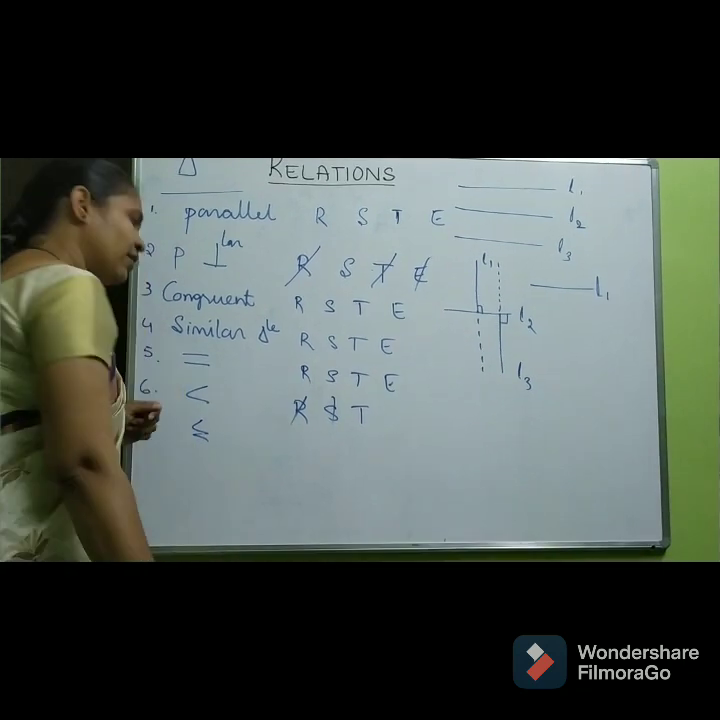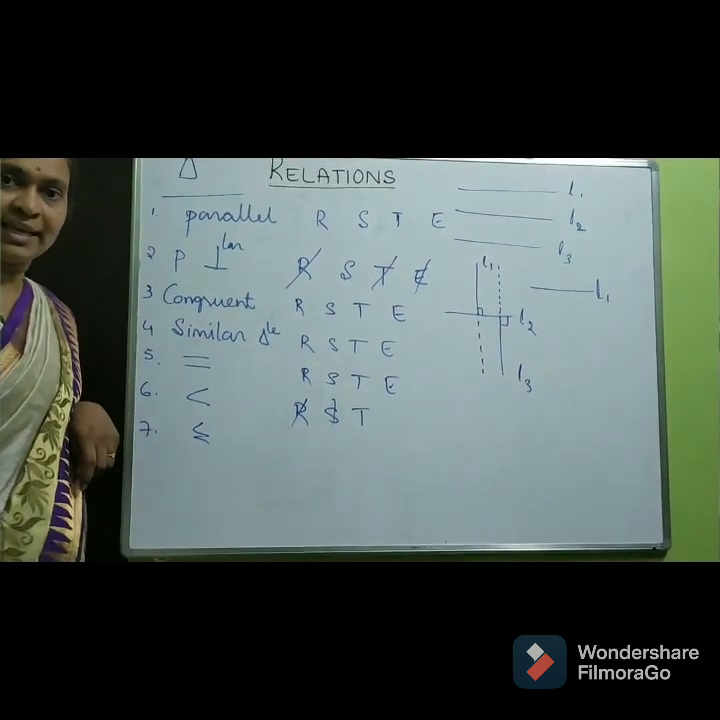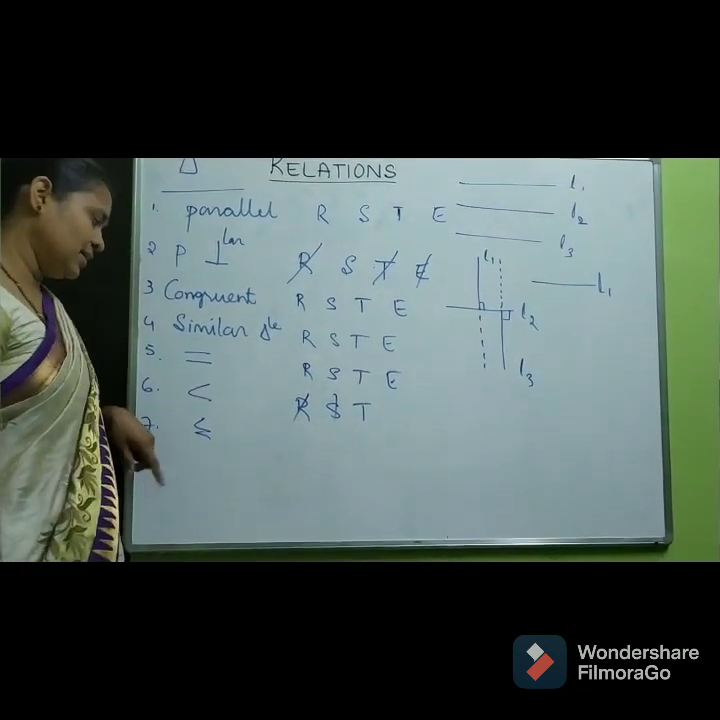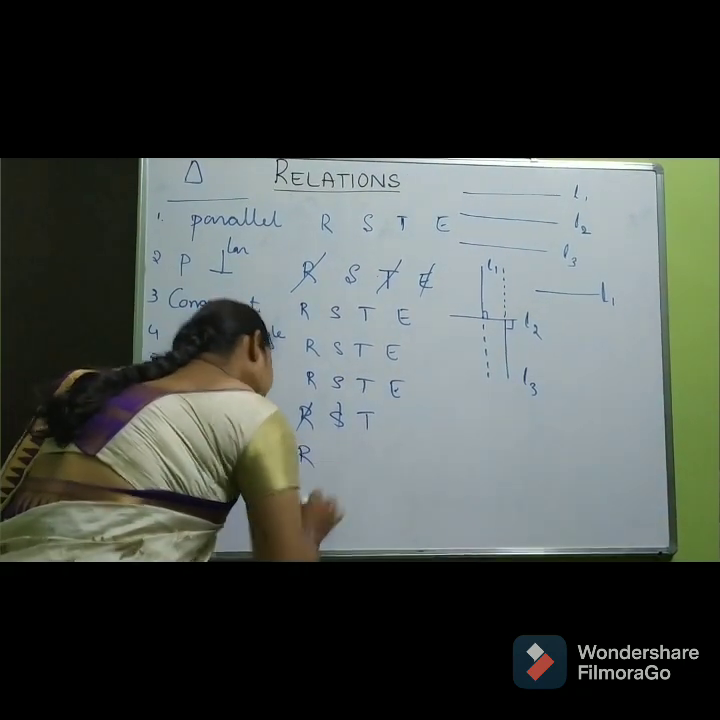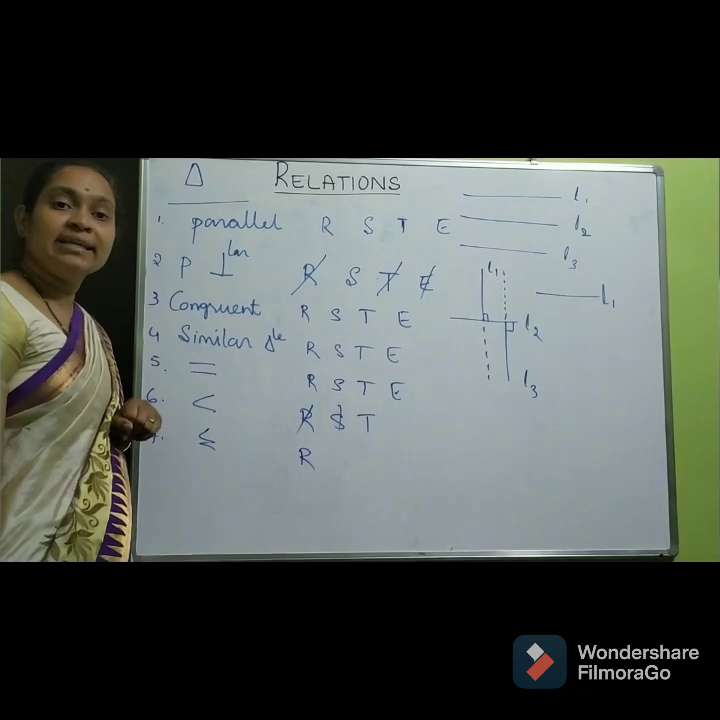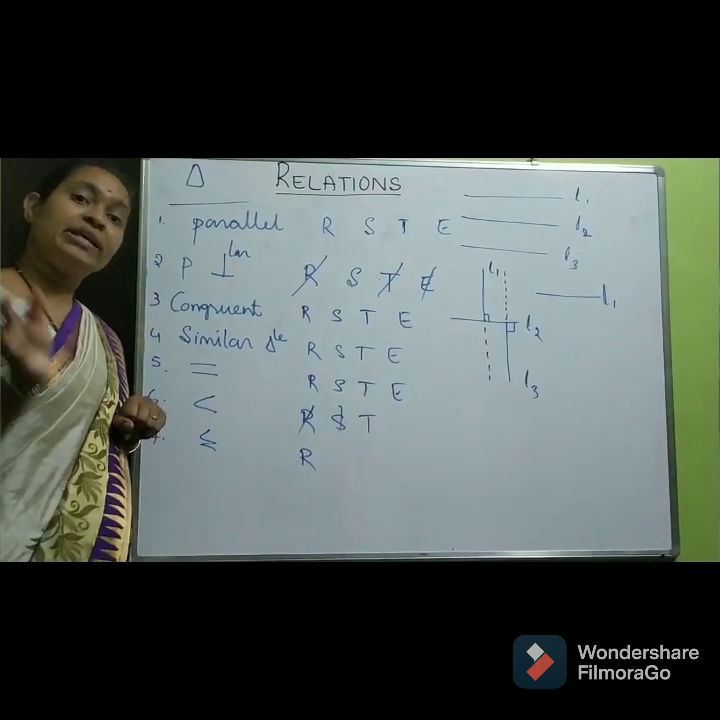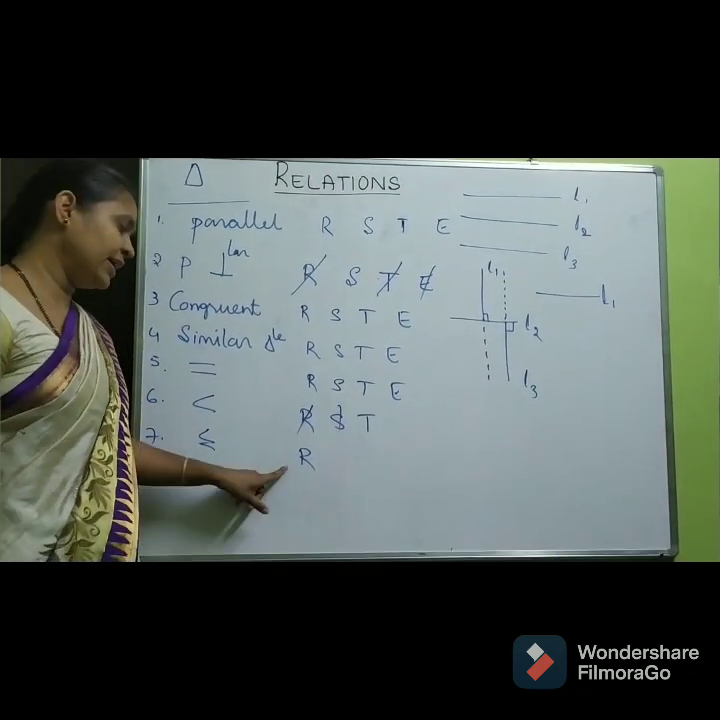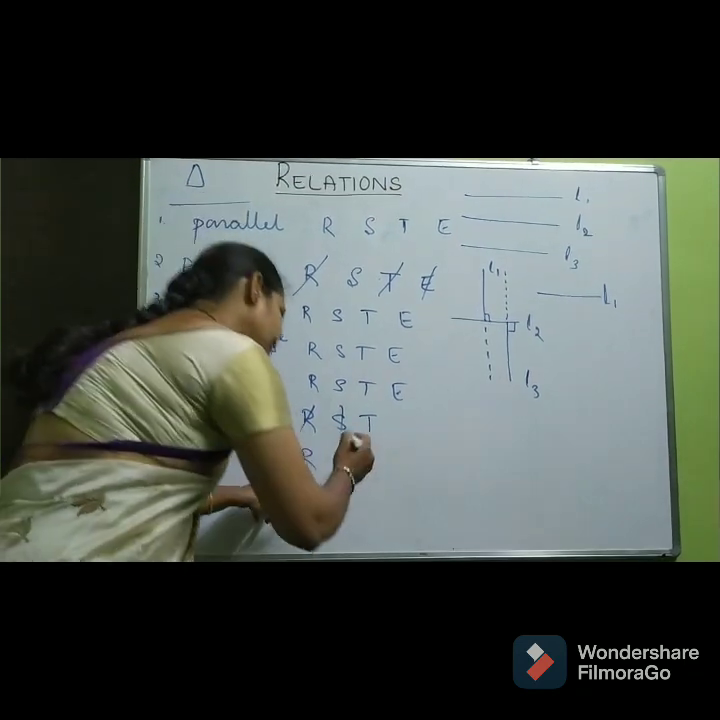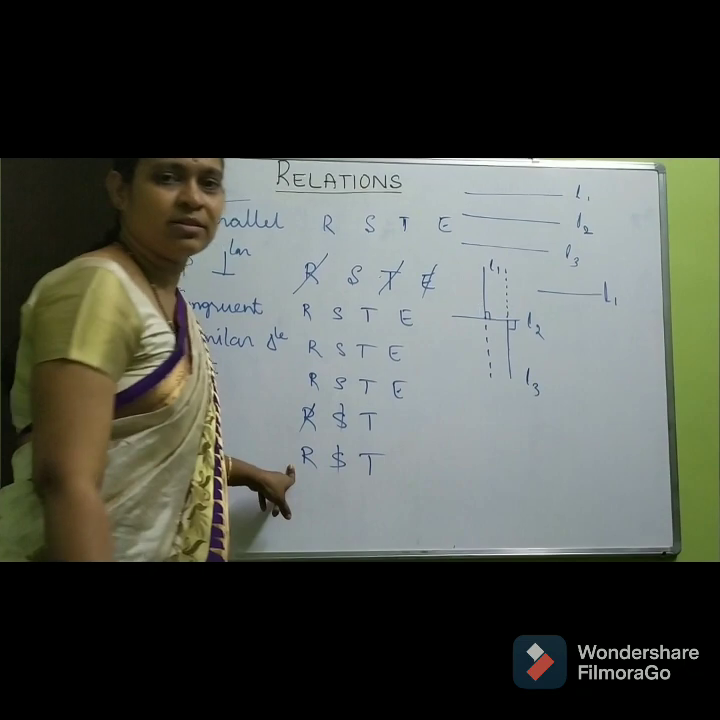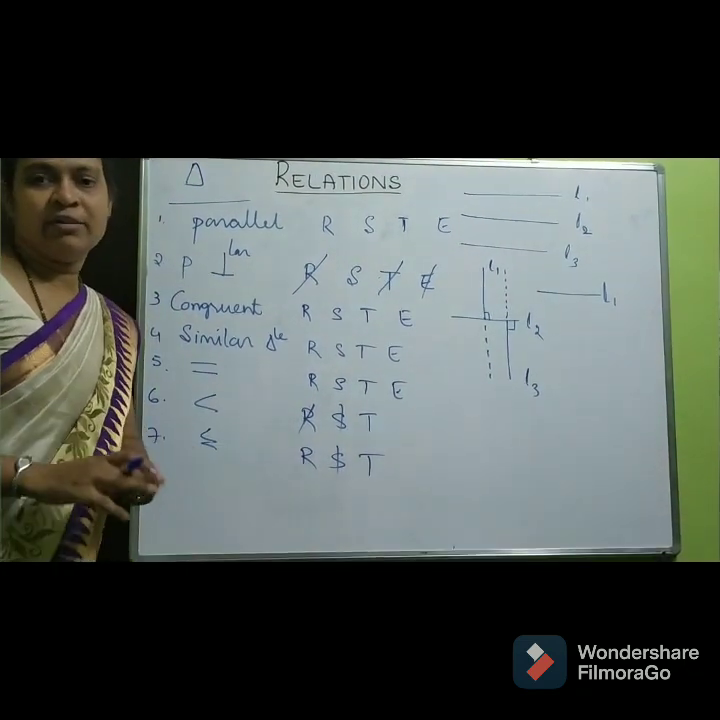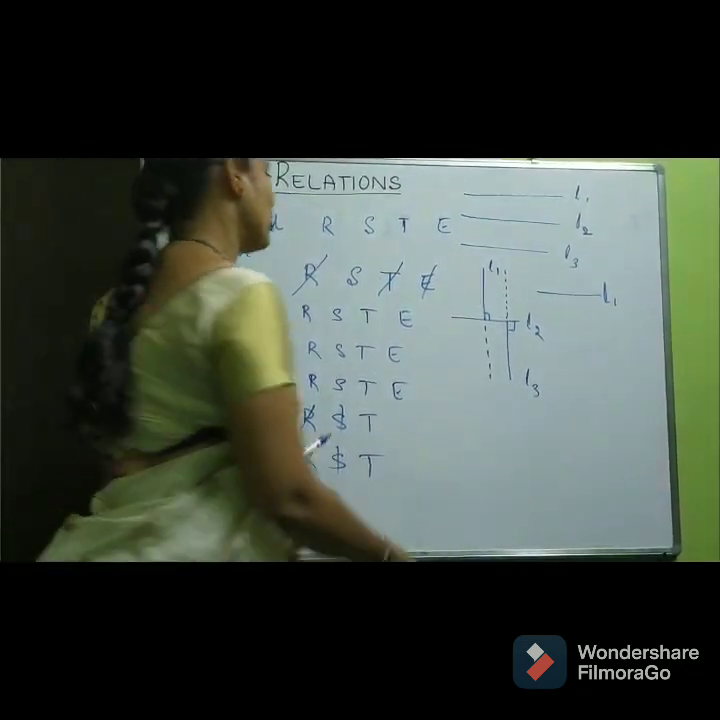Seventh is less than or equal to. See, I made it less than or equal to, so it is reflexive. A is less than A is wrong. A is less than or equal to A is right. Therefore, it is reflexive. The same discussion goes: not symmetric but transitive. Same will follow for two more. I will write what those two more are.